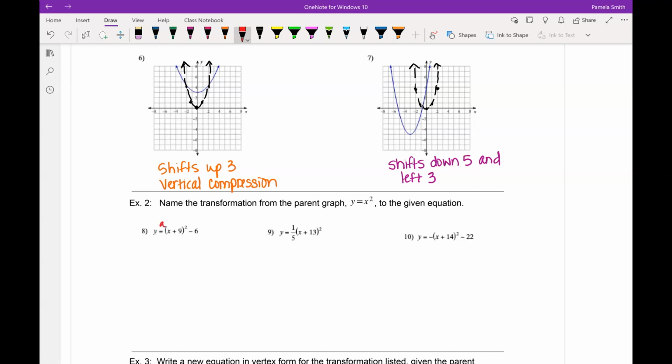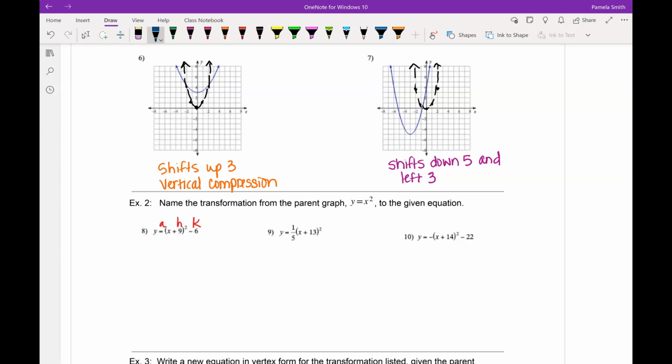So again, I have my A, my H, and my K. And the things I have to look at: A is +1. +1 means it's the same as the parent function, so it's opening the same direction, it's the same width. So I know I don't have vertical compression or vertical stretch, and it opens upwards, so I don't have a reflection. So now I'm just looking for my shift.